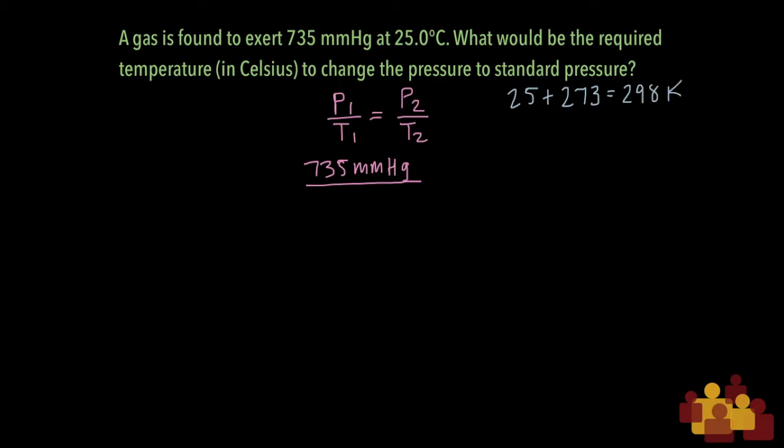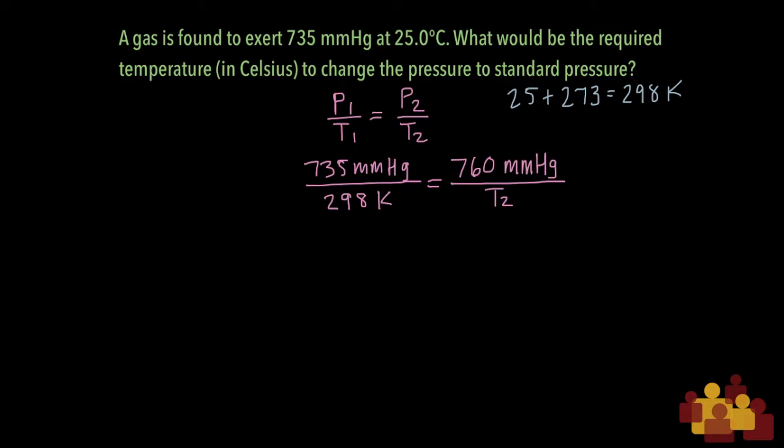You don't want to get too caught up with significant figures in these intermediate steps, so we'll just put 298 Kelvin. And that equals P2, which is the pressure of the gas at which we are trying to find the temperature. And the problem tells us standard pressure, which in millimeters of mercury is just 760. So 760 millimeters of mercury divided by, we're looking for the temperature, so we can leave that as T2.